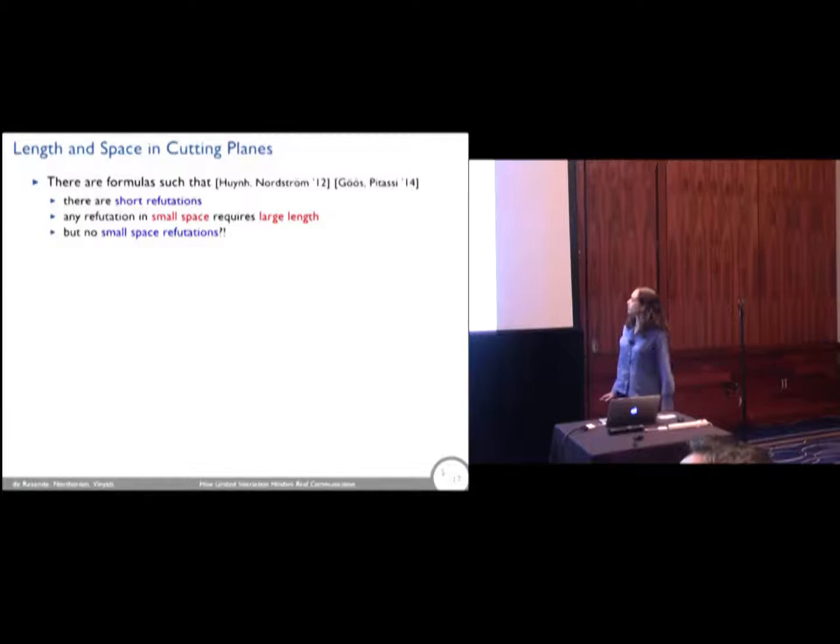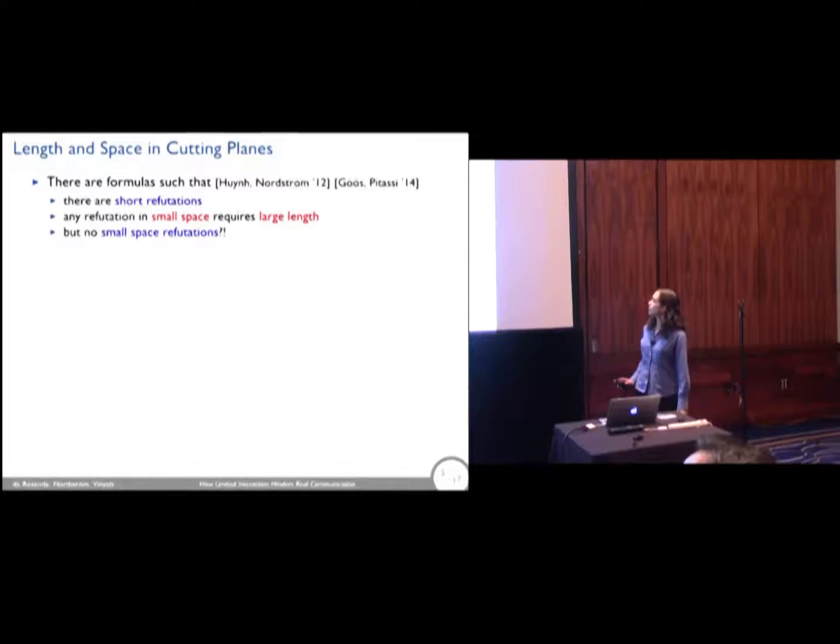And so first, let's see what was known for cutting planes. Nordström and Gospitazzi proved that there are formulas that have short refutations, and any small space refutation requires large length. But the question remained whether there was any small space refutation. And actually, some people conjectured that this was not the case for cutting planes, because in other proof systems, these formulas did not have small space refutations.